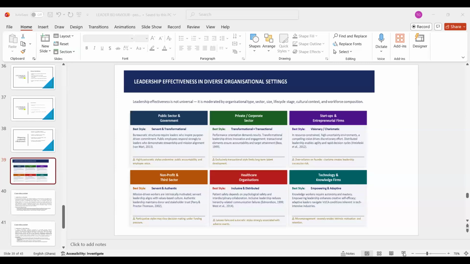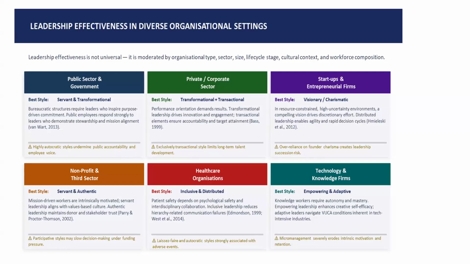All right. So as I was saying, this is not cast in stone, but these are some suggested leadership styles that are appropriate for some sectors. If we take the public sector, it is good to adopt servant or transformational leadership. In the corporate or private sector, transformational or transactional. For entrepreneurial firms, the best may be the visionary or charismatic leader. Non-profits, the servant or authentic. Healthcare organizations, it's okay to use the inclusive style, and for technology and knowledge firms, empowering and adaptive.